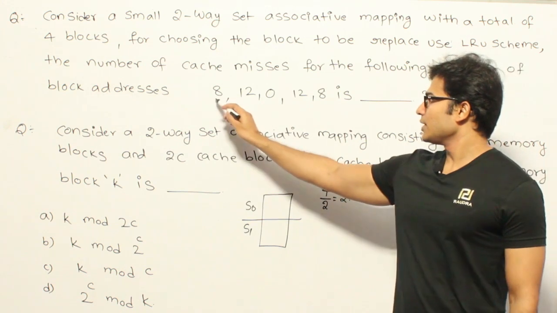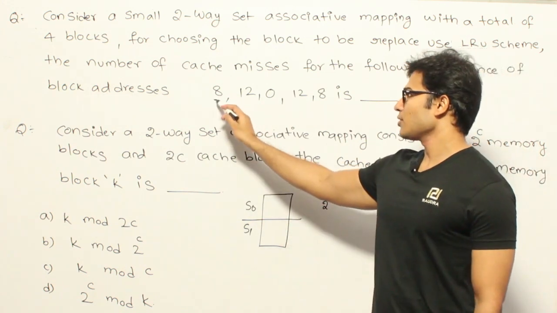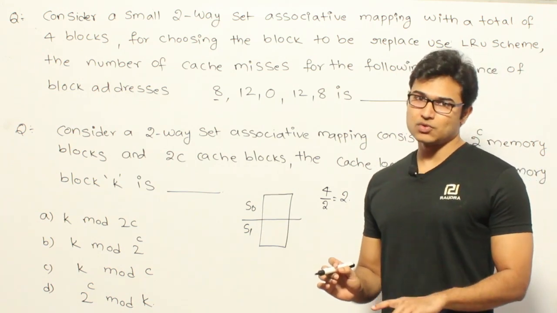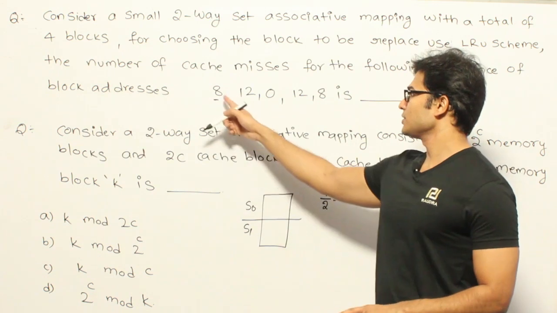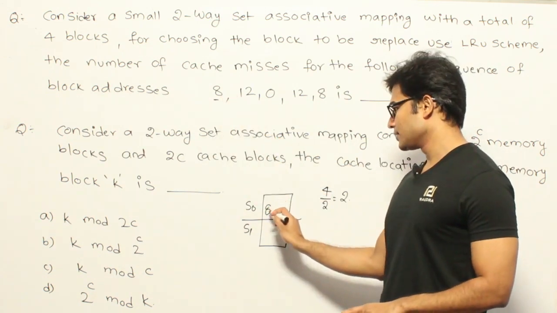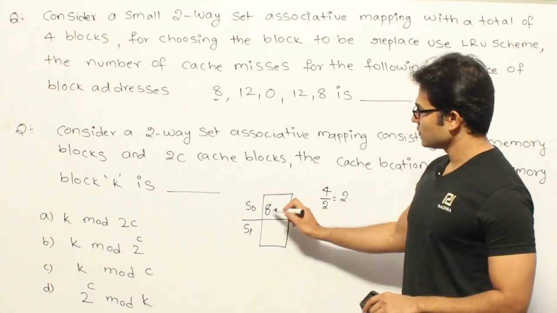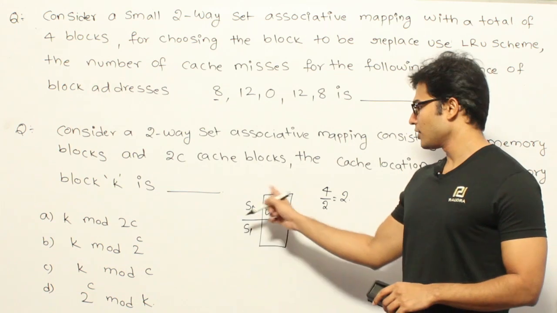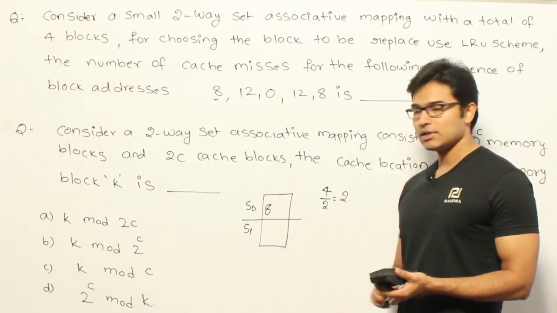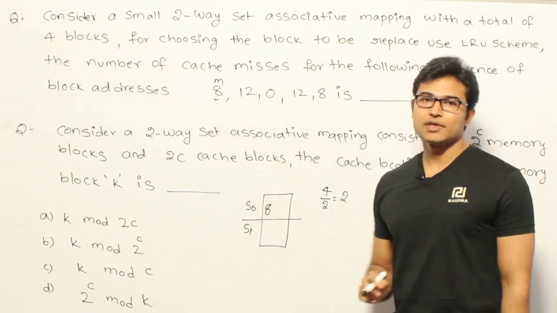Now initially we take 8. So where should you put 8? You take the remainder of 8 by the number of sets. Divide 8 by the number of sets, which is 2 here, and you take the remainder. So what is the remainder when I divide by 2? 0. Therefore it has to go into set 0. Since it is completely empty, it can be there, right? And since it is not already present, whenever I refer to it, it is a miss according to the cache, because if it is not present in the cache, it is a miss. Therefore this one is a miss initially.